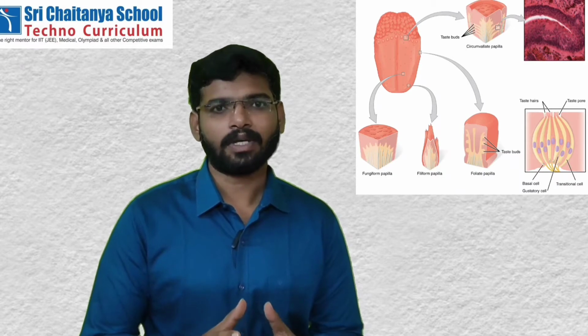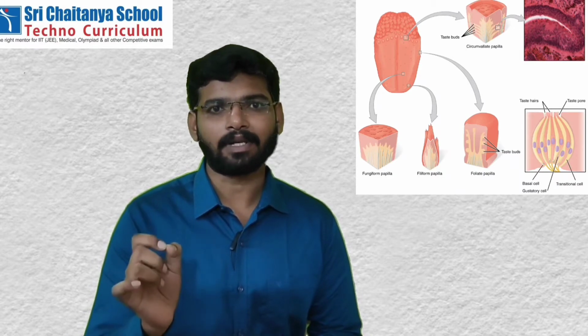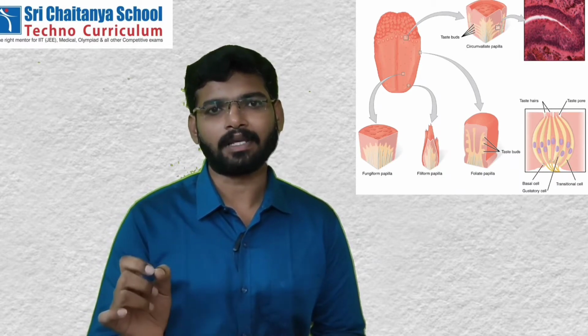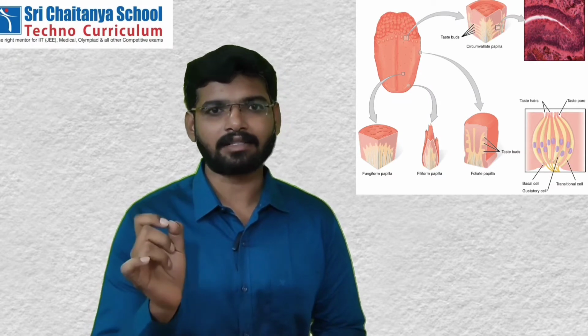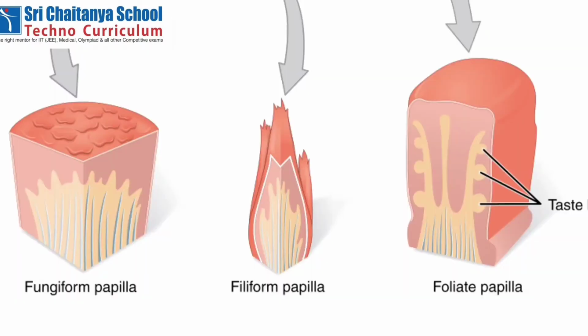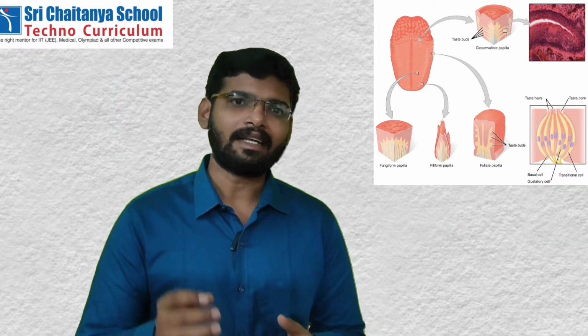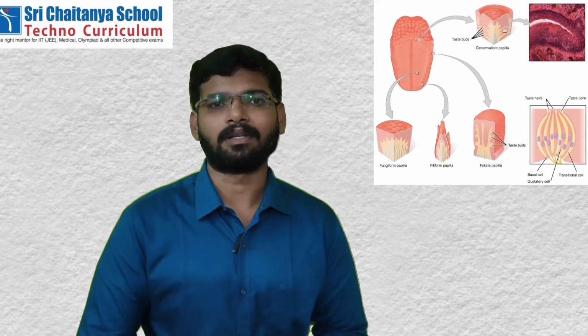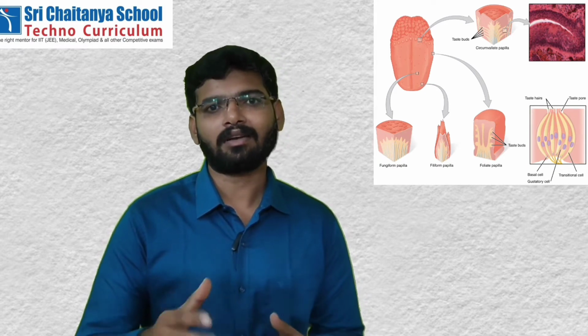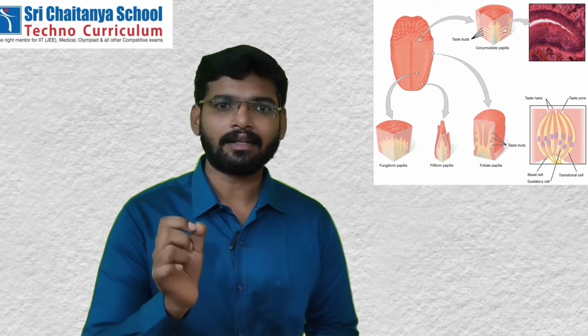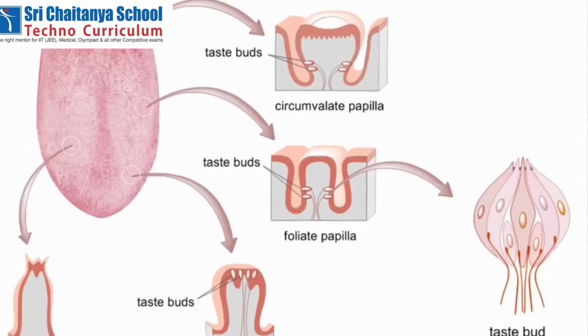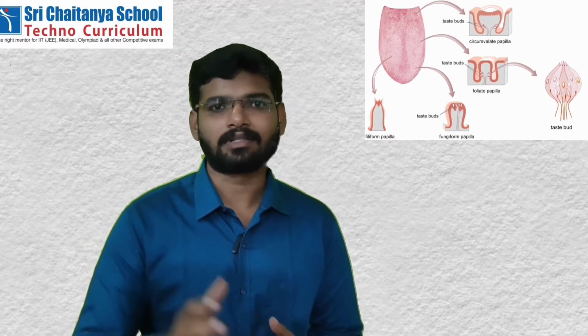And next, we can observe filiform papillae. These filiform papillae look like hardened or roughened flakes. They are more in number than the circumvallate papillae, but we can't find any taste buds in the filiform papillae. Even though they do not have taste buds, they can recognize the texture of the food. But taste is not identified by the filiform papillae because they do not have any taste buds.